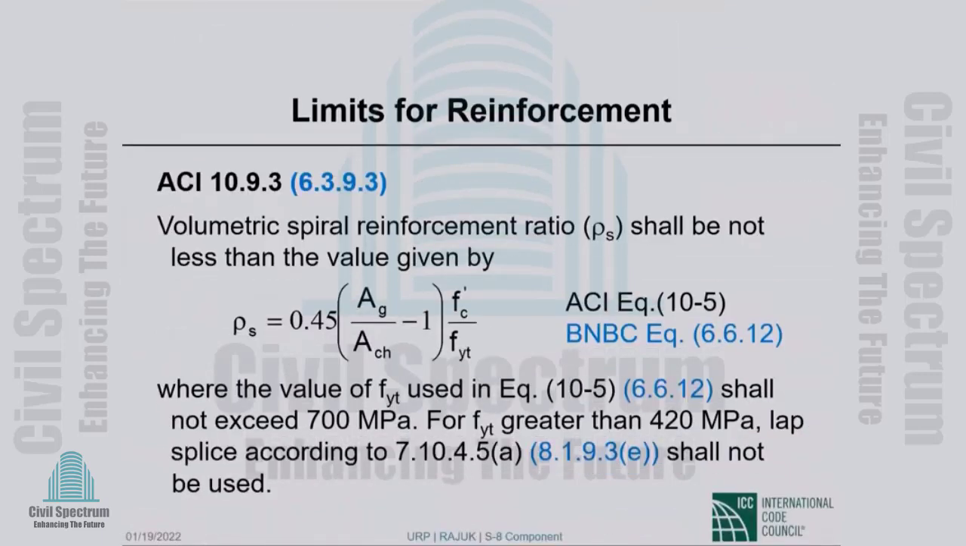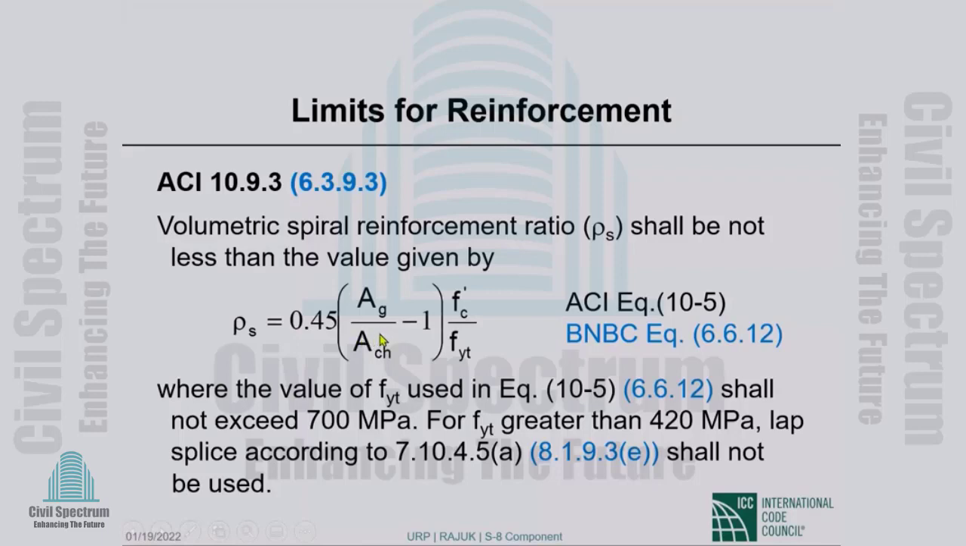Okay, the spirals and the ties. Volumetric spiral reinforcement ratio, rho sub S. And I probably shouldn't try to explain that, you should be aware of by now, shall be not less than the value given by the right hand side. Okay? A sub G is the gross cross-sectional area. A sub CH is the core concrete, that is the area confined by the reinforcement. A sub CH has a very specific definition. Please look that up. I won't spend that time.